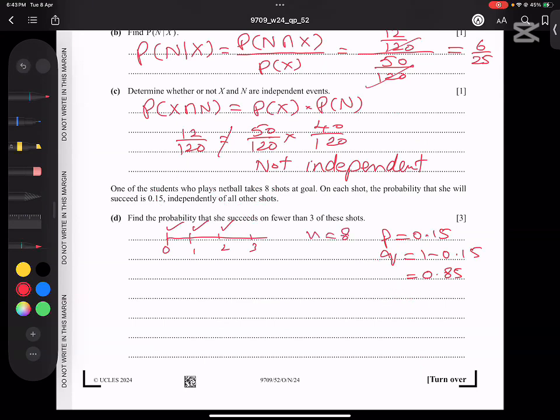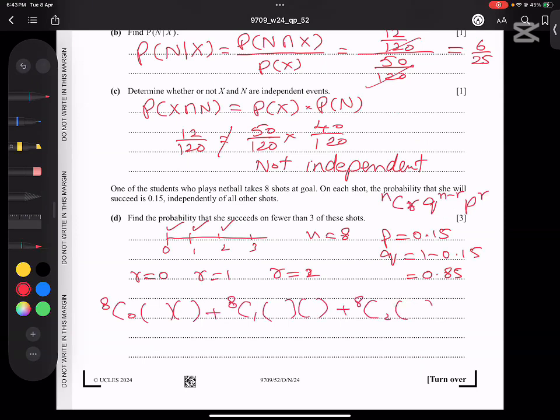Okay, R is 0. One time I take 0, one time I take 1, and one time I take 2, and add them all. So the formula, all of you know the binomial formula. I'm writing it here. The formula is nCr q to the power n minus r, p to the power r. So I'm applying 8C0 in brackets, then 8C1 in brackets, then 8C2 in brackets.